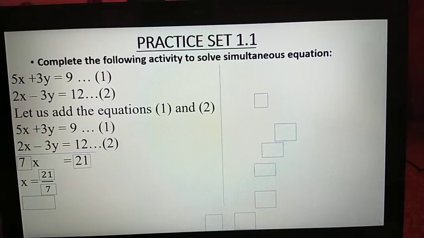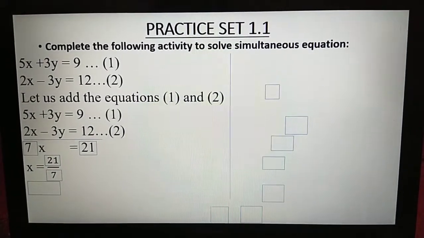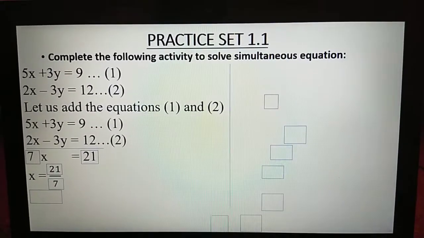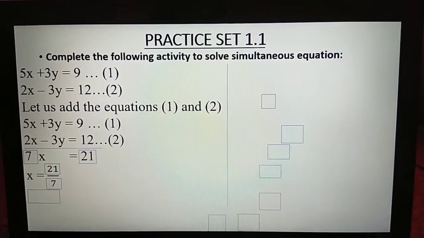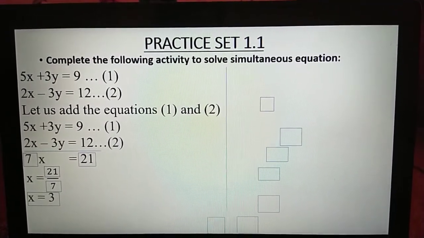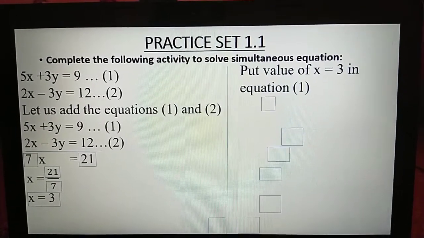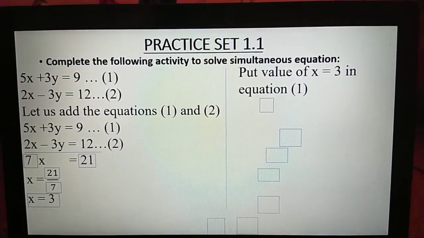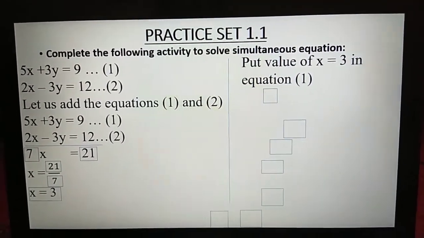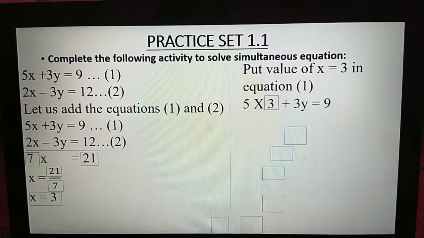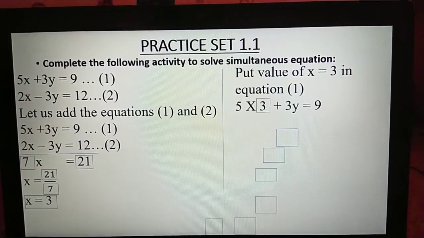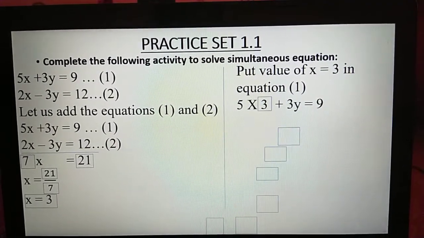Now which number, if we multiply by 7, will give us 21? Correct, it should be 3. So 7 threes are 21. So we get the answer x is equal to 3. Now take this value x is equal to 3 in equation 1. What is equation 1? It is 5x plus 3y is equal to 9. Can you all see? So 5 into, in place of x what will we put? We will put 3. So 5 into 3 plus 3y is equal to 9.